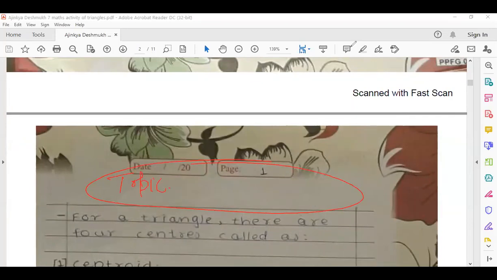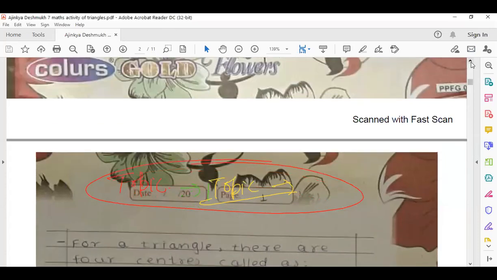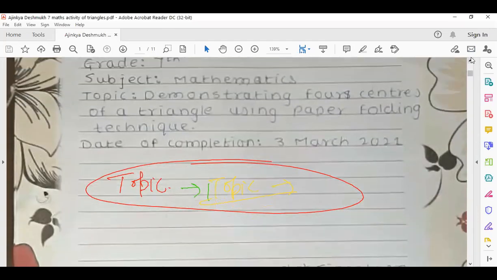Yes, you have to write the topic. Is this color visible to you or not? It's yellow one. Visible, sir. So you have to write the topic name. What is the topic name? Demonstrating 4 types. This is the topic name given. Don't worry. This is the topic: demonstrating 4 centers of a triangle using paper folding techniques.